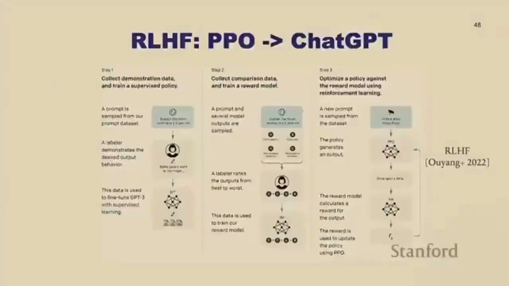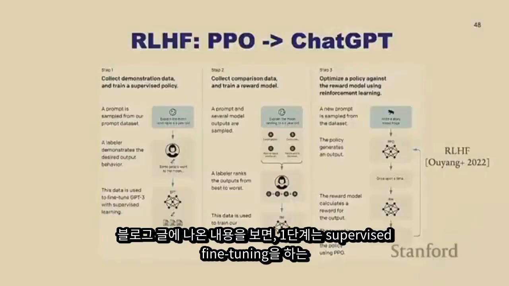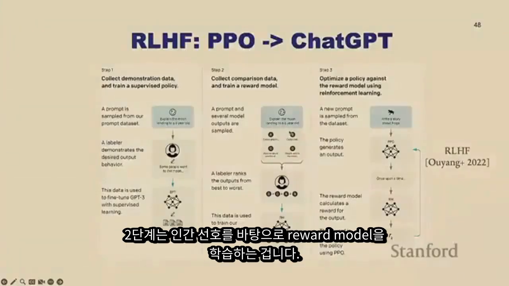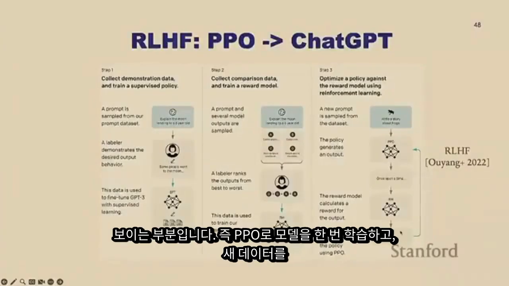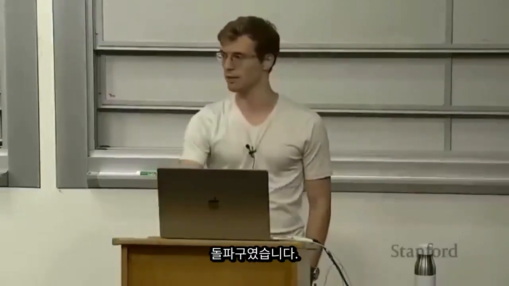Great. So PPO is exactly what ChatGPT did originally. So here's on their blog post, what they have is step 1, do supervised fine-tuning, which now you all know about. Step 2, train a reward model on human preferences. Step 3, do PPO, multiple steps, which is where you see this blue arrow. So you train the model once with the PPO, you collect new data, you continue. And that's exactly what ChatGPT did. That was the big breakthrough between GPT-3 and ChatGPT.